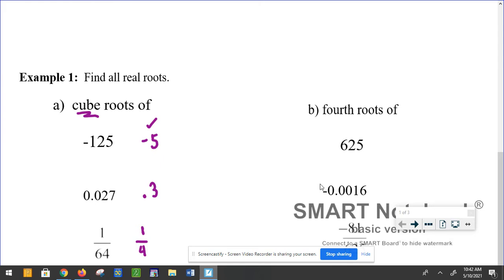Now let's talk about fourth roots. It's simply what number multiplied by itself 4 times would equal this number. So in this case, it's 5. 5 times itself 4 times would equal 625.